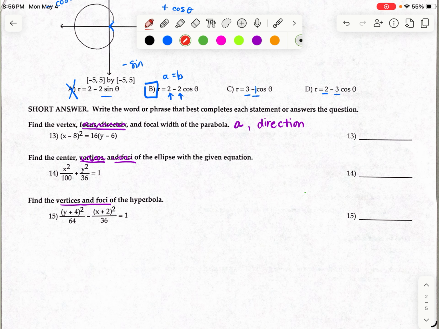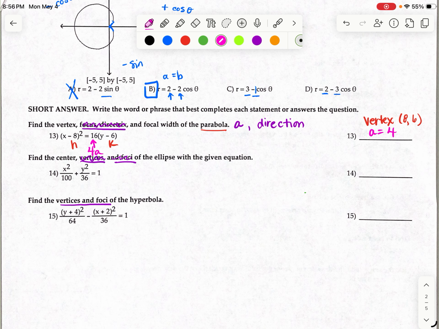It's fine. So this is obviously a parabola, right? It says so. So on the parabola, the vertex, remember, the h is with the x and the k is with the y, and it's opposite. So it's going to be positive 8 and positive 6. Remember that the number that's in front of the parentheses is 4a. So if 16 is 4a, divide 16 by 4, a is 4.